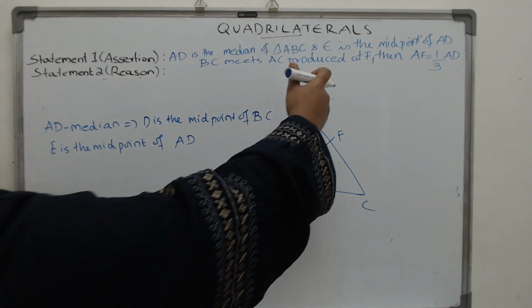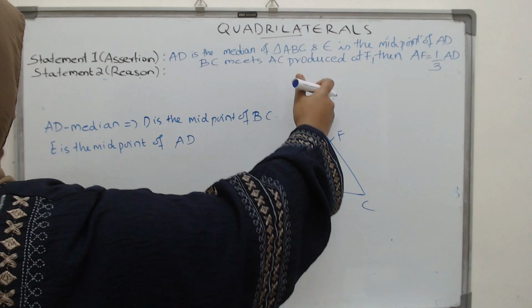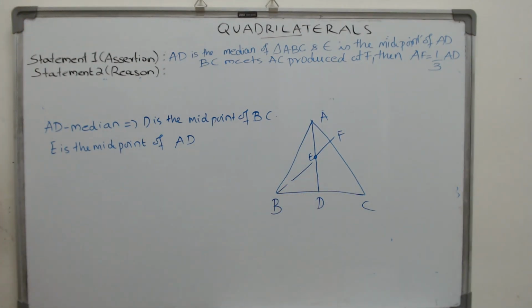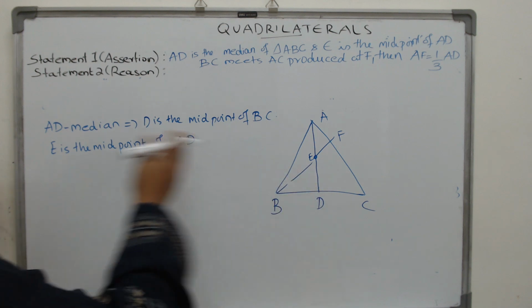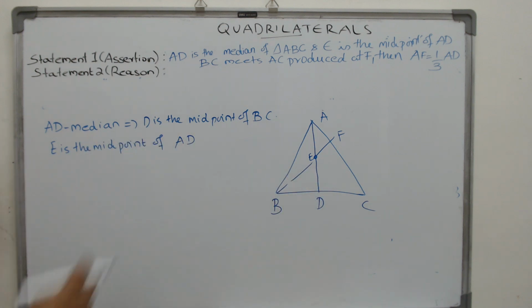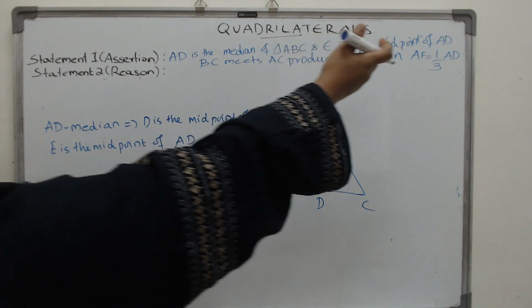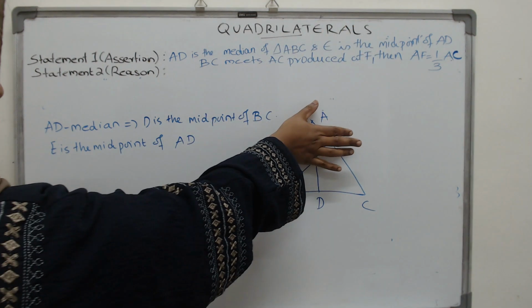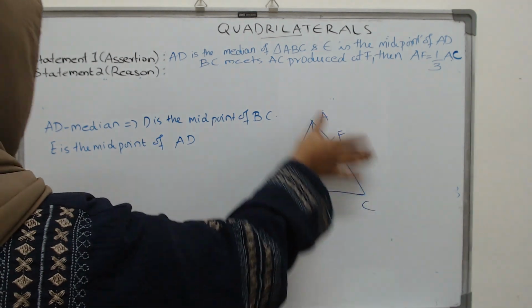The median will start from one vertex, go to the opposite side and cut it into two equal parts, which means what? D is the midpoint. Now E is the midpoint of that median, which is given here. Now what you have to prove is that AF is 1/3 of AC.